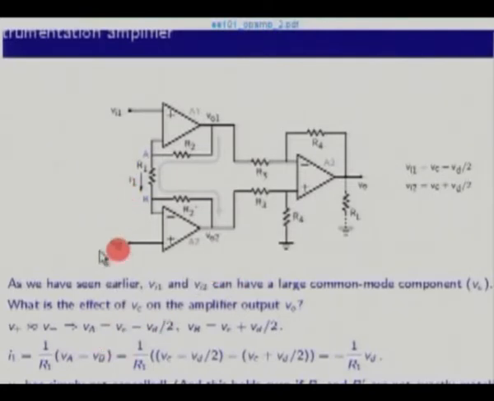Let us see. At this node Va is Vi1, and let's say that is given by Vc minus Vd by 2, the common mode component and the differential mode component. Vb, as we said, is the same as Vi2, and that is the common mode component Vc plus Vd by 2. Now, will this current change because of the common mode voltage? Actually, it does not change, because this current will still remain (Va minus Vb) divided by R1, and that is this term minus that term. You can see that this Vc is simply getting cancelled, and you are getting this current dependent only on Vd, which is a very nice thing.